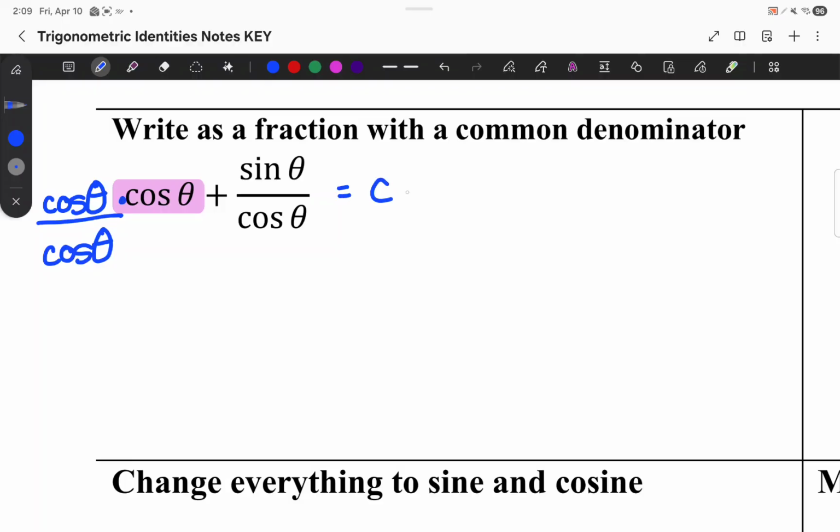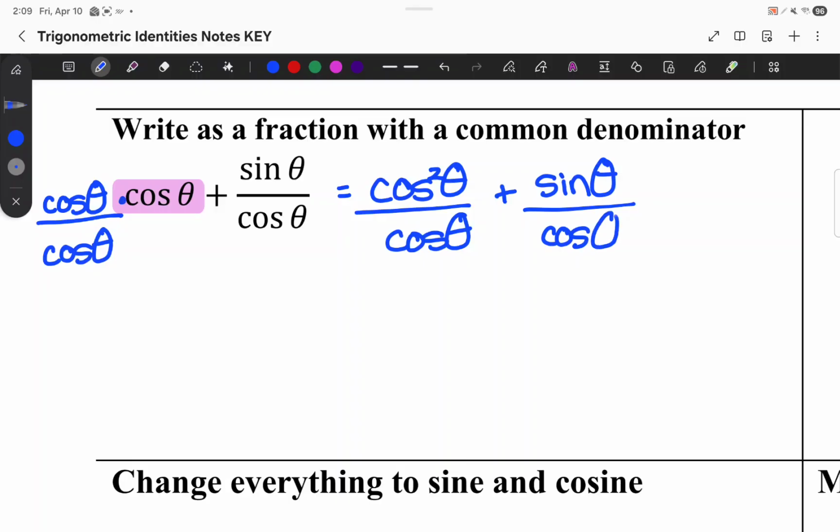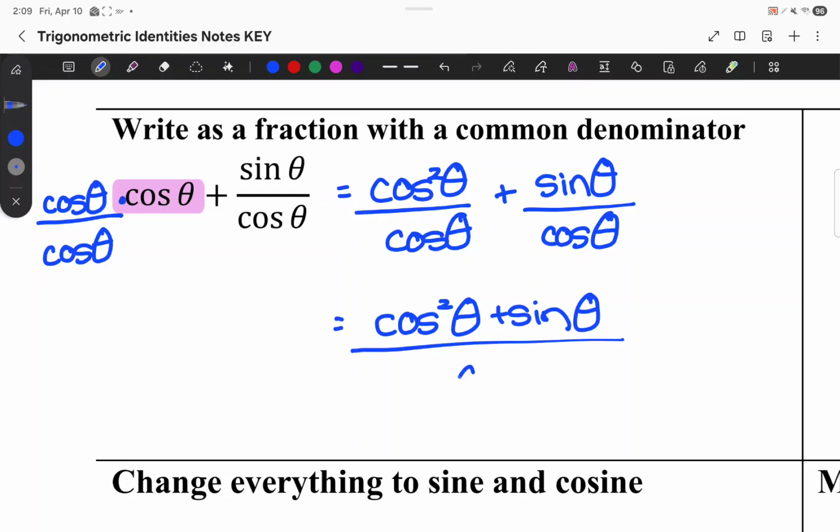So I would write this as cosine squared theta over cosine theta, plus our second fraction is sine theta over cosine theta. And the nice thing about writing with a common denominator is it now allows us to rewrite as a single fraction, because for adding fractions, you want the same denominator, then you can add the numerators, right? So I could also write this as cosine squared theta plus sine theta all over cosine theta.